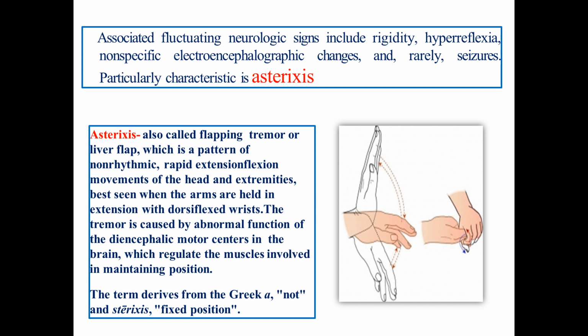Particularly characteristic is asterixis. Asterixis, also called flapping tremor or liver flap, is a pattern of non-rhythmic, rapid extension-flexion movements of the head and extremities, best seen when the arms are held in extension with dorsiflexed wrist. The tremor is caused by abnormal function of the diencephalic motor centers in the brain, which regulate the muscles involved in maintaining position. The term derives from the Greek a, not, and sterixis, fixed position.